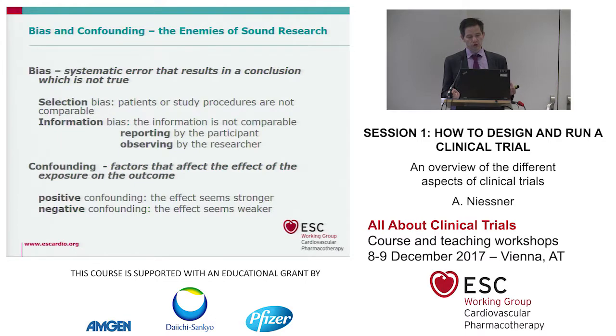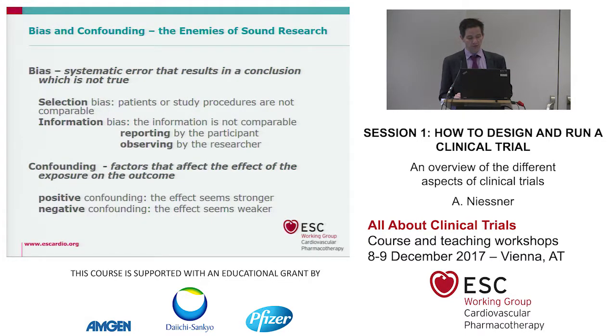This is usually not by purpose, so whoever reports, the patient or the researcher who receives the information, does not change the information on purpose. But it's just because of his beliefs that he sees some things differently from the two groups, because they have different beliefs, for example, about different therapies. So you have a reporting bias by the participant and an observing bias by the researcher. So this is bias. I will give you an example also.